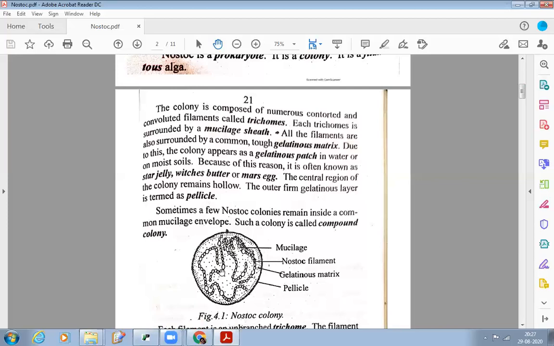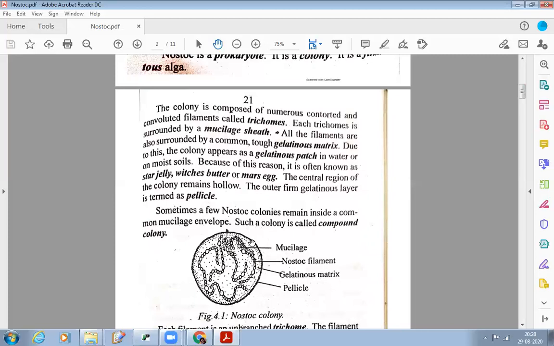Due to this, the colony appears as a gelatinous patch in water or on moist soil. Because of this reason, it is often known as star jelly, witch's butter, or Mars egg. These are the different names with which it can be referred. The central region of the colony remains hollow. So most of the portion, that is the central portion, is hollow. The outermost firm gelatinous layer is called the pellicle. So this is the pellicle.